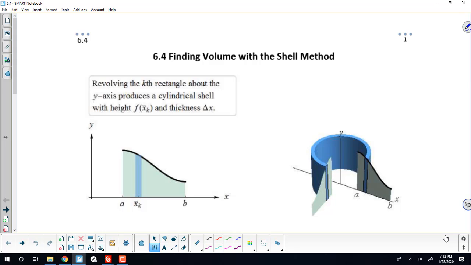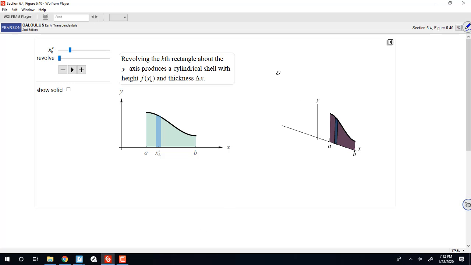Okay, the idea extends to 6.4. They're going to call this the shell method. And so this is what happens when we slice parallel to the axis of revolution instead of perpendicular to the axis of revolution. So when we revolve this thing parallel, we're revolving this around the y-axis. There's one of our slices.